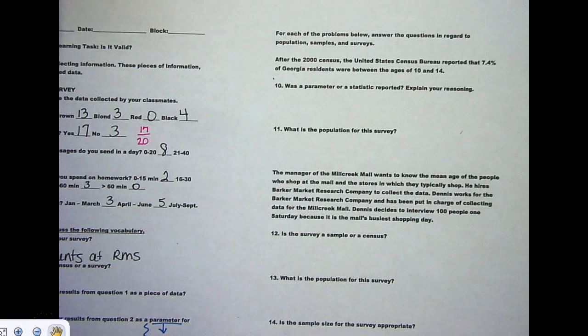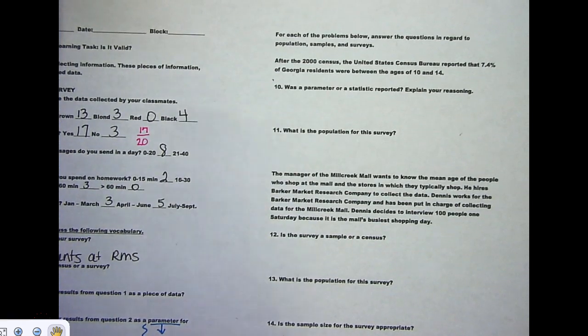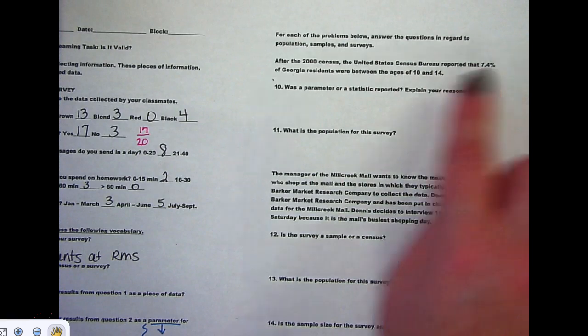Was a parameter or a statistic reported? Explain your reasoning. So remember, down here, a parameter is a statement about most people in the population. A statistic is an actual percent. So would this be a statistic or a parameter? That 7.4% of Georgia residents were between ages of 10 and 14. What is that going to be? A statistic, because it was reported as a specific percent.